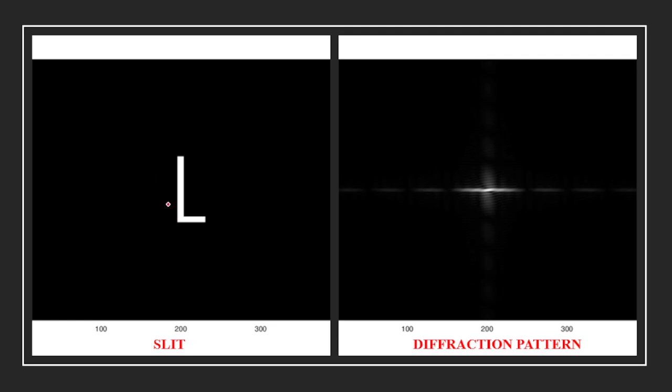So if we want to draw the diffraction pattern associated with L, again what you have to do is produce an L-shaped slit, and using MATLAB you can produce that. Then you have to take the Fourier transform of this, and if you take the square, you'll get a diffraction pattern like this. So this is the diffraction pattern associated with L-shaped slits.